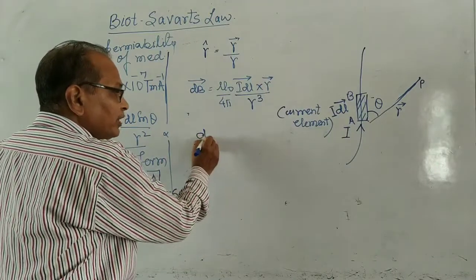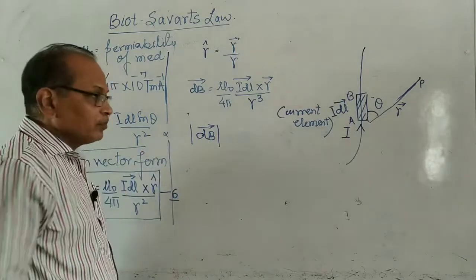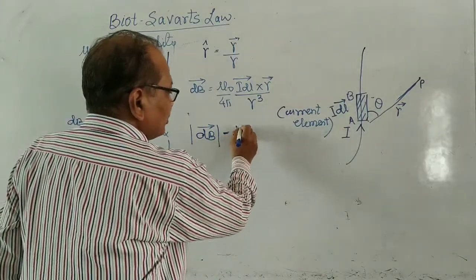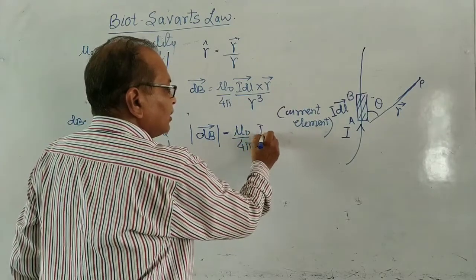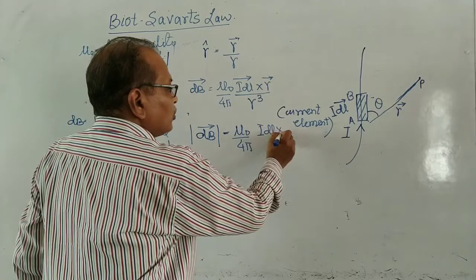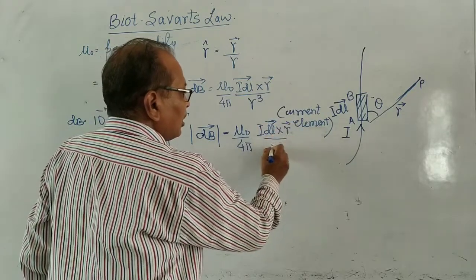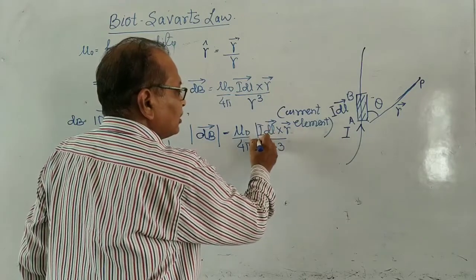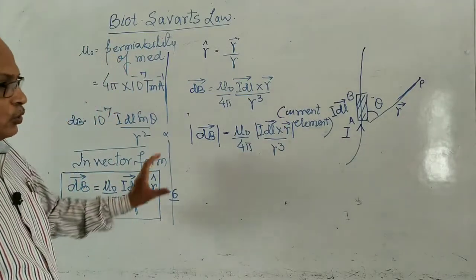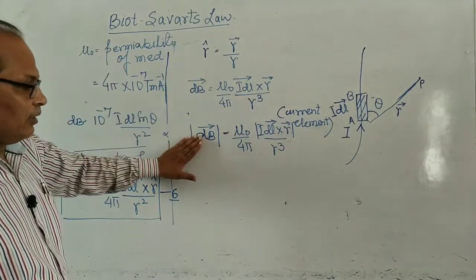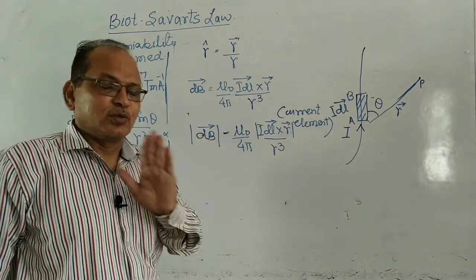If you are considering the magnitude of the magnetic field intensity, then this will come out to be mu naught upon 4 pi I dl cross r upon r cube, and it's in terms of magnitude. So all these can be represented as the vector representation of Biot-Savart law.